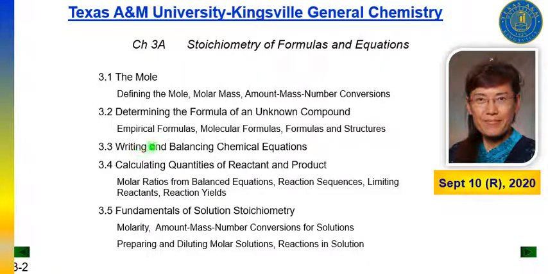Next class, we are going to finish writing and balancing chemical equations, and calculate the quantity of reactants and the quantity of the products. This part 4.4, we are going to be more focused on the molar ratio from the balanced reaction, the chemical reaction sequences, limiting reactants, and product yield. If time permits, we are going to learn fundamentals about the solution stoichiometry. Otherwise, we are going to leave it in chapter 13 about the colligative properties.